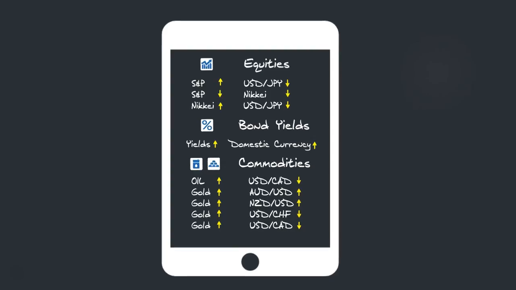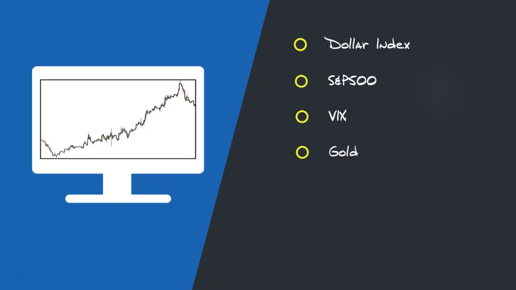The method of conducting intermarket analysis requires analysing asset classes in relation to a particular currency. In order to analyse different asset classes, we use the following charts: dollar index, S&P 500, VIX, gold, oil, and US Treasury yields. We examine the correlation between these asset classes in relation to a particular currency.